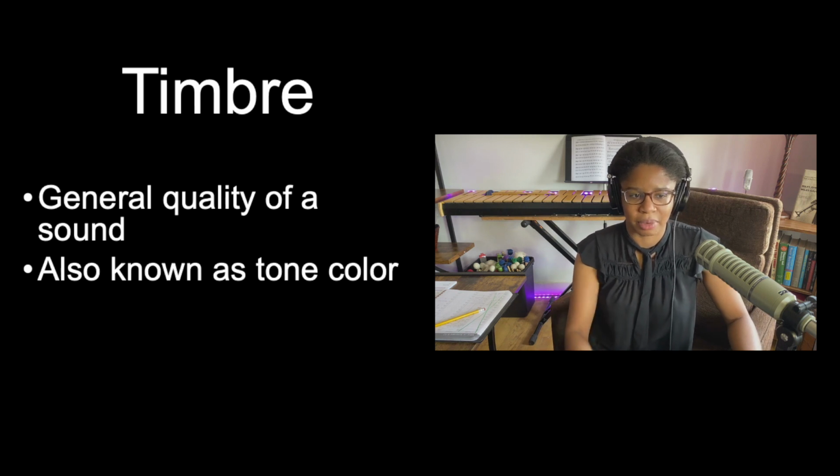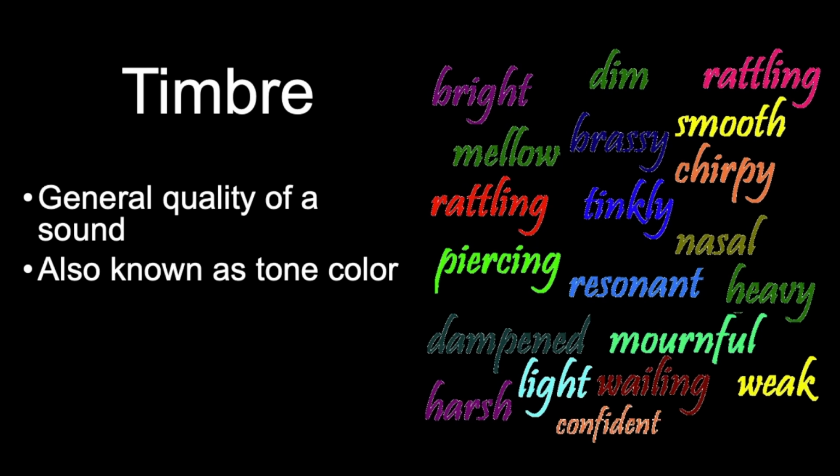So that's what timbre is, right? And we generally use adjectives to describe timbre, so things like it's a very bright timbre. Someone's voice can be really mellow, right? A trumpet or a horn can be very brassy, smooth, rattling. So this is the way we generally describe tone colors in music.